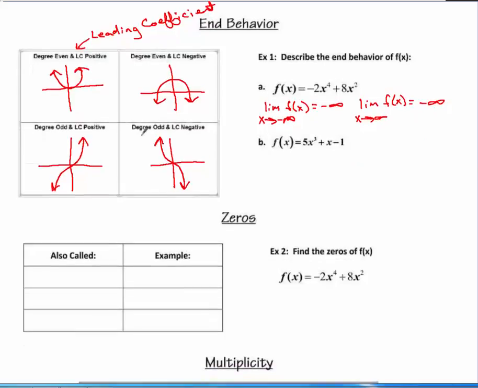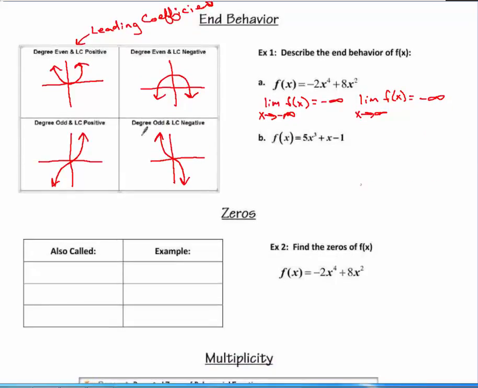Okay, take a look at problem B. f of x equals 5x cubed. That's an odd degree, so that's here or here, and our leading coefficient is positive. So our limit as x goes to negative infinity of f of x: as we go towards negative infinity, it's going down, so negative infinity. And our limit as x goes to positive infinity of f of x: as x goes towards positive infinity, our graph goes up, so positive infinity.